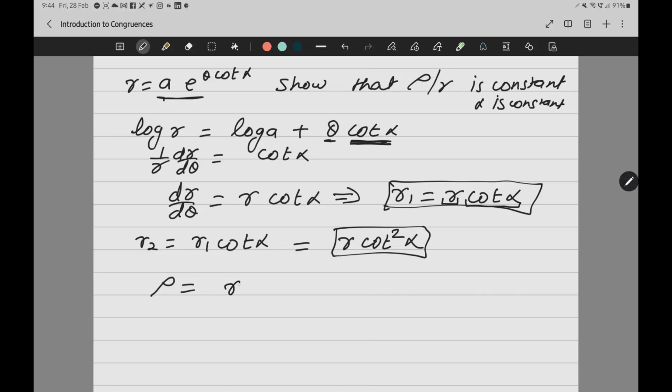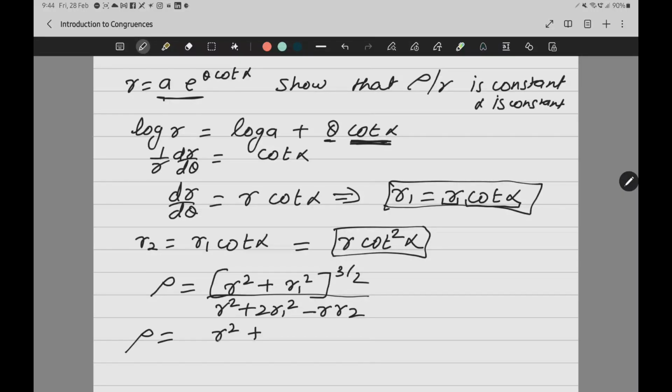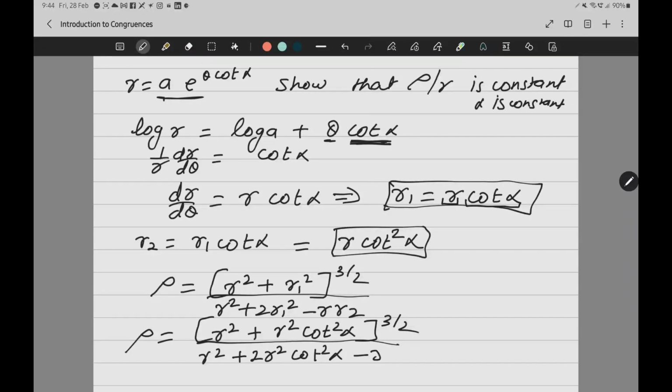Because my rho formula is like this: R square plus R1 square power 3 by 2 upon R square plus 2 R1 square minus R2. Okay, so rho is equal to R square. Don't put the value of R here also. R1 square means what? R square cot square alpha power 3 by 2 upon R square plus 2 R square cot square alpha minus R2. What is R2? R cot square alpha. So R square cot square.